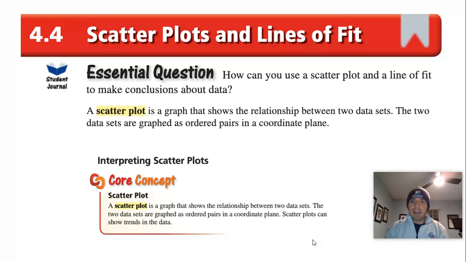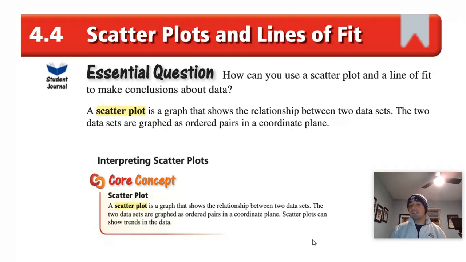A scatter plot is a graph that shows a relationship between two data sets. The two data sets are graphed as ordered pairs in a coordinate plane. It's important when you're creating a scatter plot that you understand that a scatter plot can only be used for what we call quantitative data, meaning data that gives you numerical or number answers. So for example, I can't create a scatter plot comparing people's hair color to eye color, because both of those are what we refer to as categorical data, where people would answer with words and things like that.